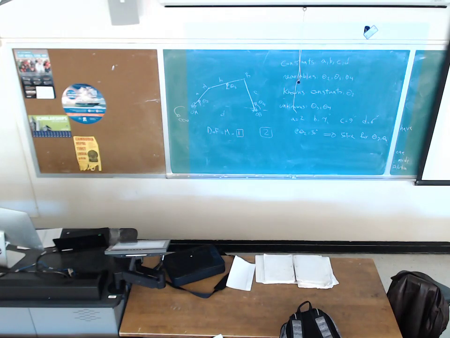1, 2. I can locate point A. If I locate point B, I'm done. But how can I do that? I know that the length of link B is 7 inch. I draw a circle with this center and a radius of 7. Something like this.